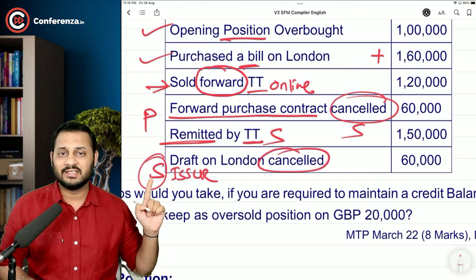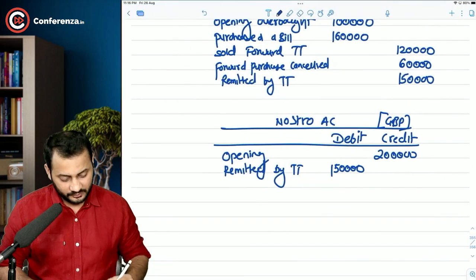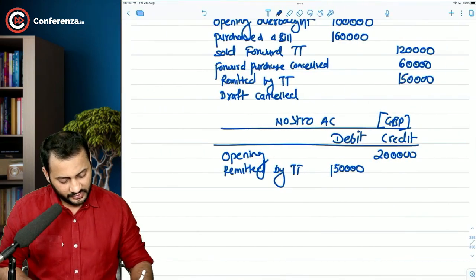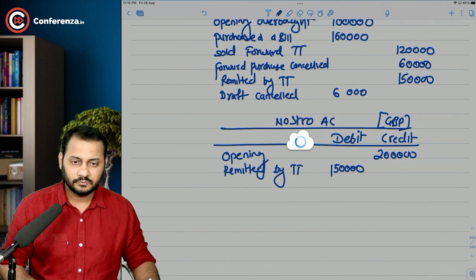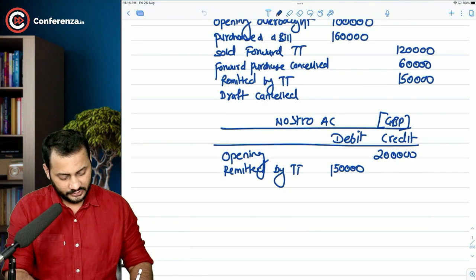So how to cancel something which was written in the sales column? Write it in the purchase column. Draft cancelled, 60,000. You will write it in, just a second, it is getting updated. 60,000.